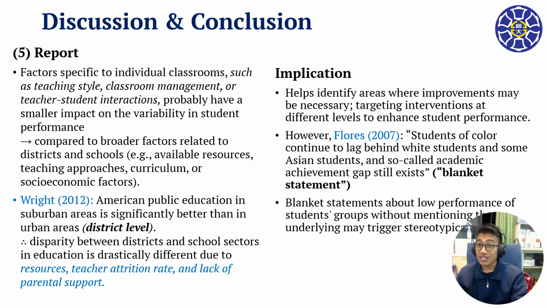So the implication of my research is that a multi-level Bayesian model can help identify areas where improvement may be necessary, targeting intervention at different levels to enhance student performance. However, I also noticed some really good suggestions from Flores in 2007. He said, we often see in the article that students of color continue to lag behind white students and some Asian students, and the so-called academic achievement gap still exists. This term, he said, is a blanket statement, which is only the surface of it.